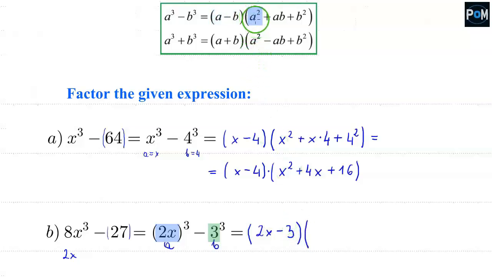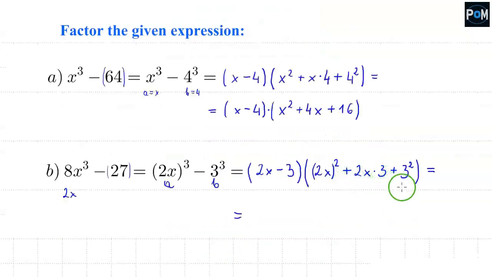Now in the second parenthesis, we need to square a. For us, a is 2x. This time we need to put one more parenthesis and square it. This is a squared. Then it should be plus a times b, so 2x is our a, multiplied by our b, which is 3. And at the end, there is still plus b squared, which is plus 3 squared.